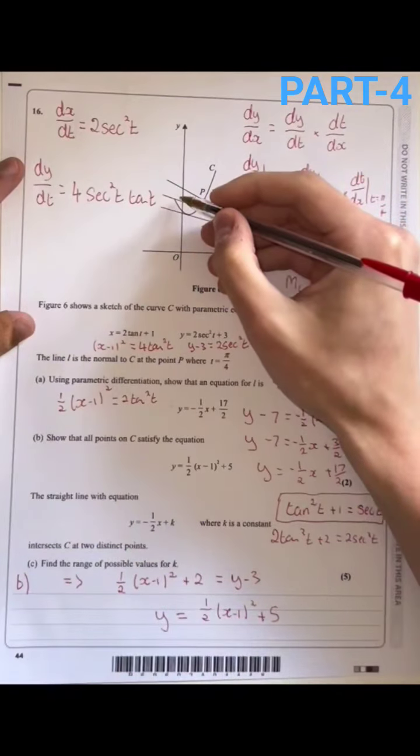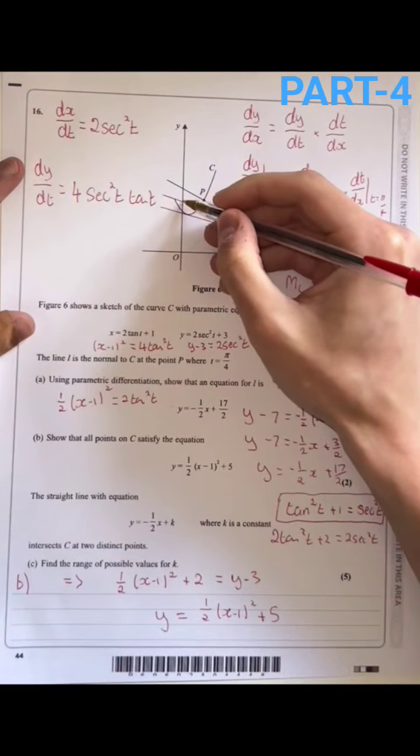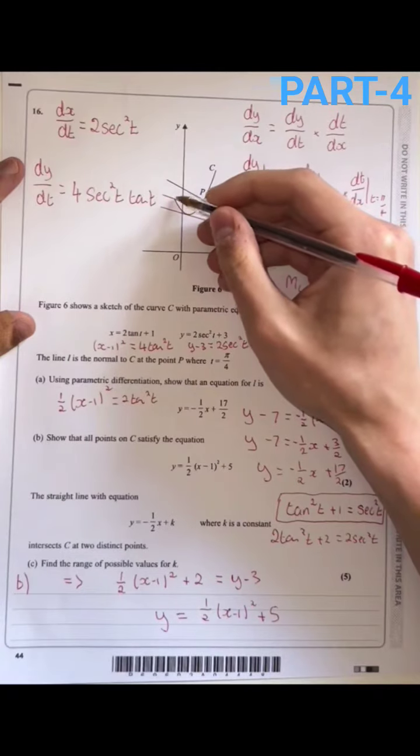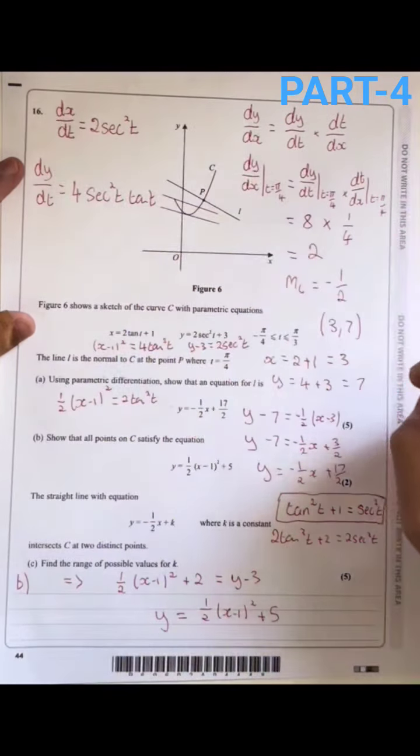To think about how, if the k value, so the y-intercept, is too large, then I only get one intersection, and how that's related to this specific point here, okay? So let's go ahead and do this.